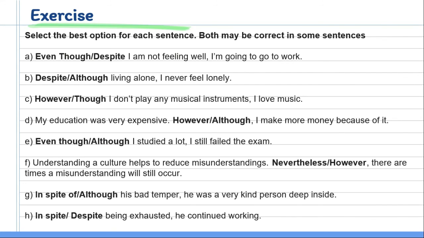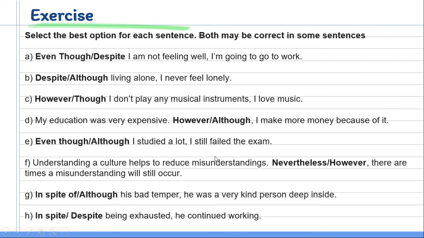Okay, choose the best option for each sentence. I will read the first sentence here. Blah blah blah, I'm not feeling well, I'm going to work. You have to find that there is a contrast in this. Blah blah blah, living alone, I never feel lonely. Okay, and then blah blah blah, I don't play any musical instruments, I love music. D, my education was very expensive. Blah blah blah, I make more money because of it.